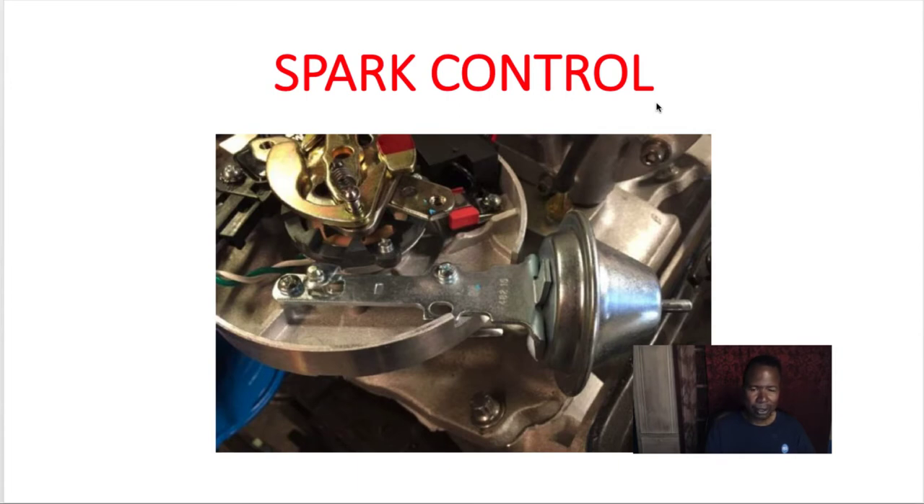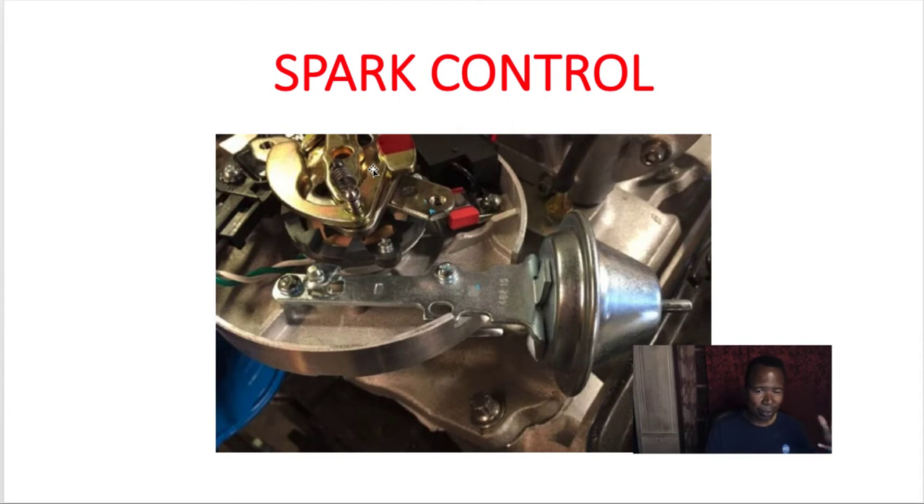Here's a basic old school distributor. Here's the vacuum advance, and here's the centrifugal weights the roller sits on top of. The centrifugal advance is controlled by engine speed. As the engine speed increases, the weights fly out, this arm comes out. You see the springs right here? That advances the rotor, which advances the timing.